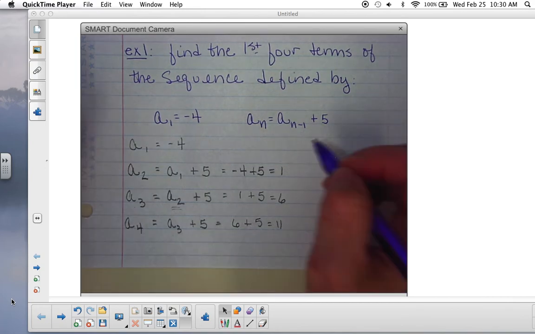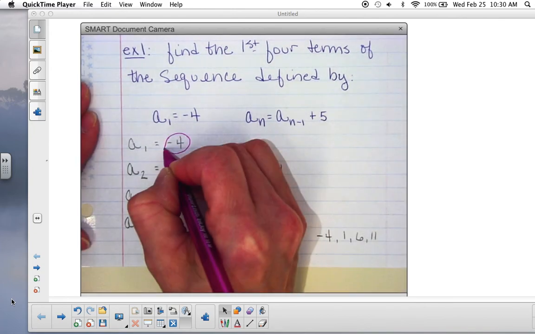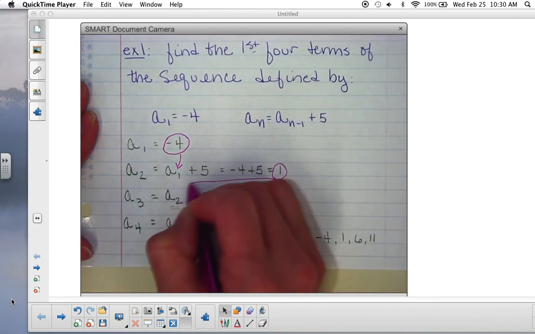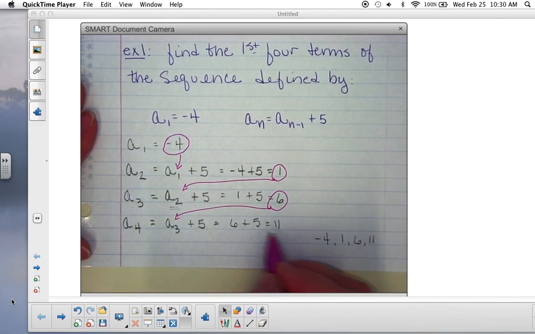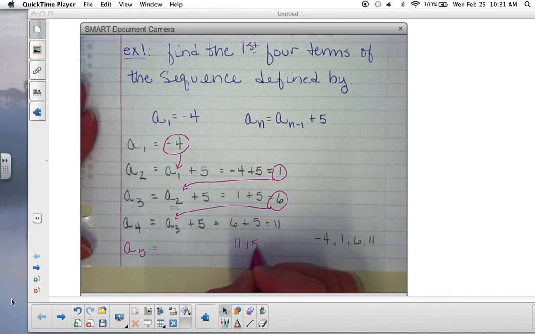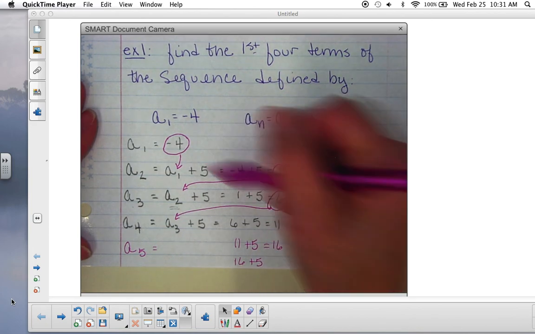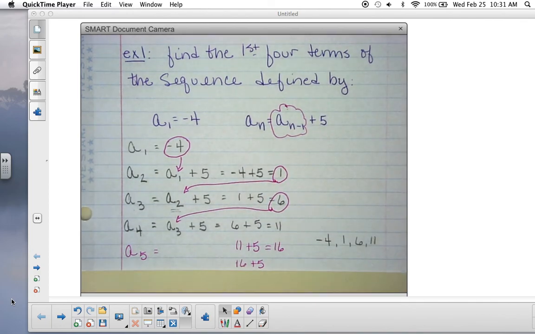So that n minus 1, we're not really subtracting 1 from anything. All that means is you take this number and you substitute it in right there. And then you take this number and you substitute it in right there. And you take this number and you substitute it in right there. So if we had needed the next term, the 5th one, it would have been 11 plus 5, or 16. And the next one after that would have been 16 plus 5. This n minus 1 just means use the term that was right previous to it in this spot. Okay, let's do one more.